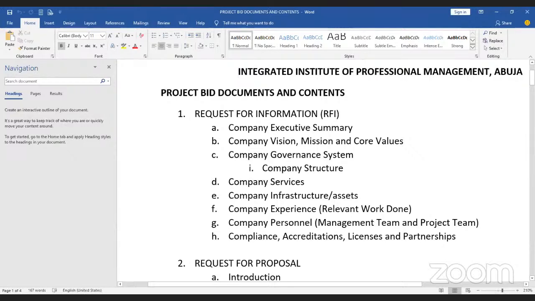Someone is asking me a question: what is a project bid? So let's throw it open to the house. What is a project bid? Somebody asked the question, so let's help him out. If your hand is up, I will unmute it. Whether project bid or contract bid, what is a bid?